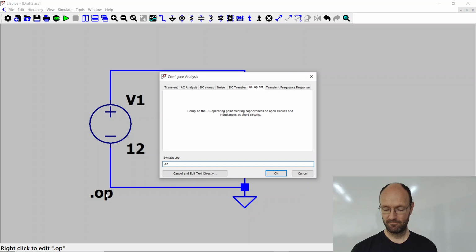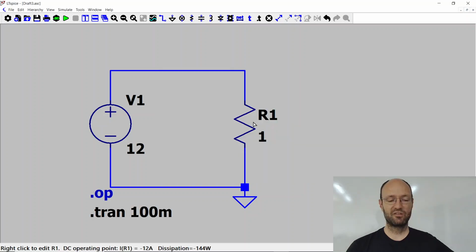I will do something like 100 milliseconds, or you could also do 1 second, whatever you like. I will do 100 milliseconds and just press OK. The rest we can leave as it is for a moment. Now this setting is disabled, and this is the active setting, that we will do a transient analysis for 100 milliseconds. And so I will run it once again.